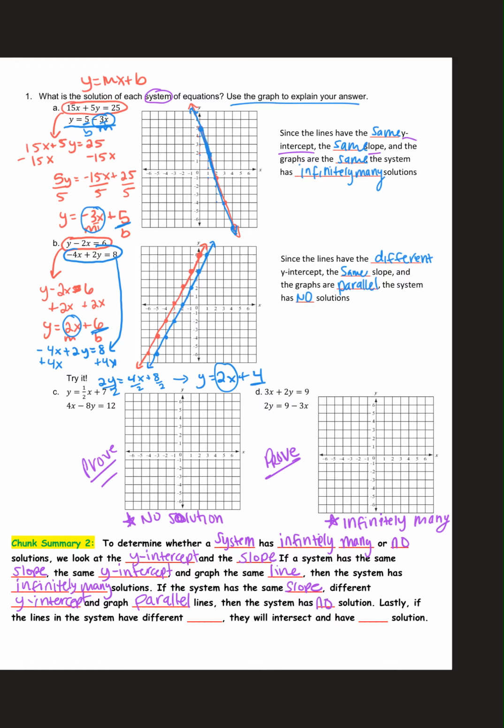Lastly, if the lines in the system have different slopes, they will intersect, okay, so that goes back to our first example. If the lines intersect, they will always have different slopes. And if they intersect, they will always have one solution. So everything in example 1 from yesterday's video is all one solution. Everything in today's video is no solution and parallel lines.